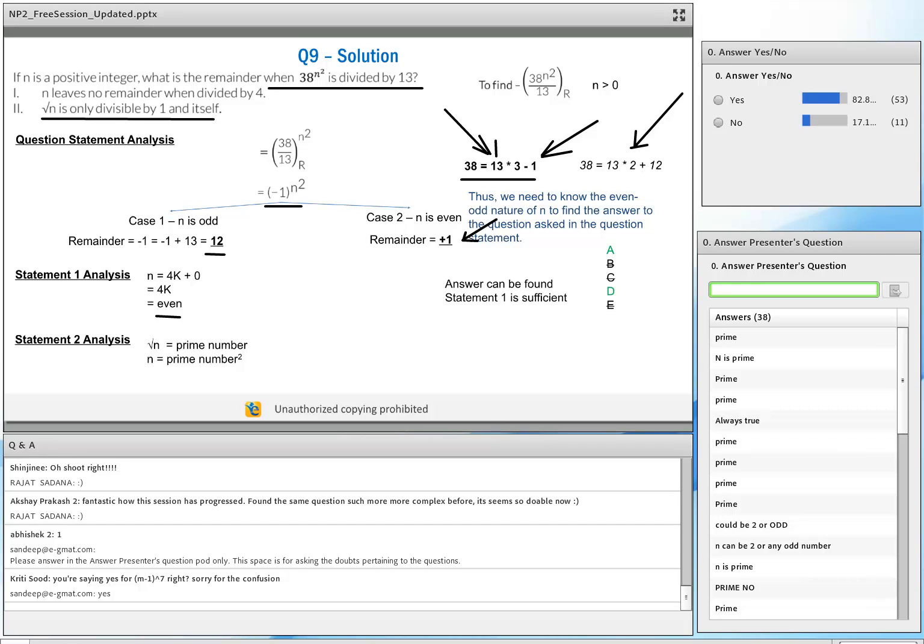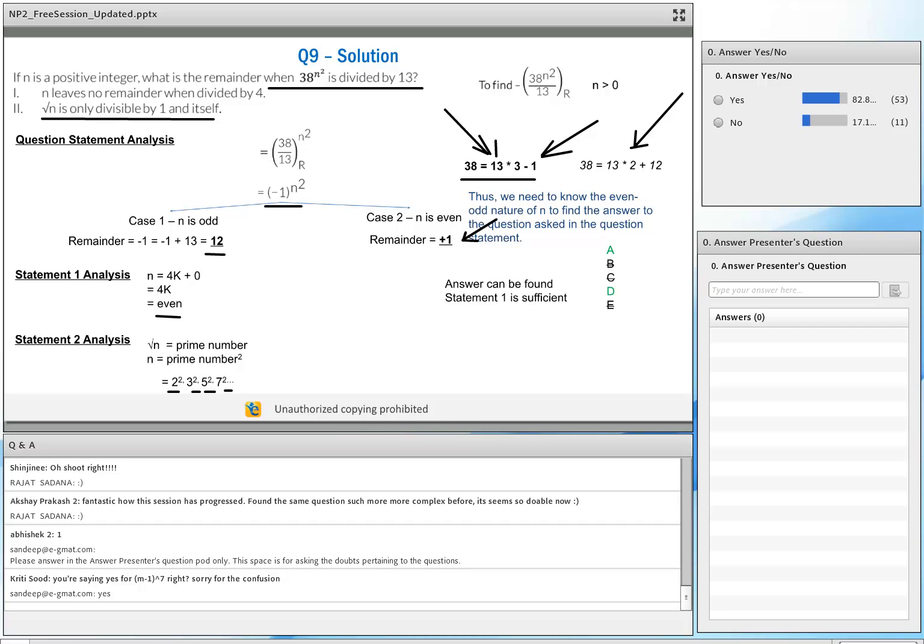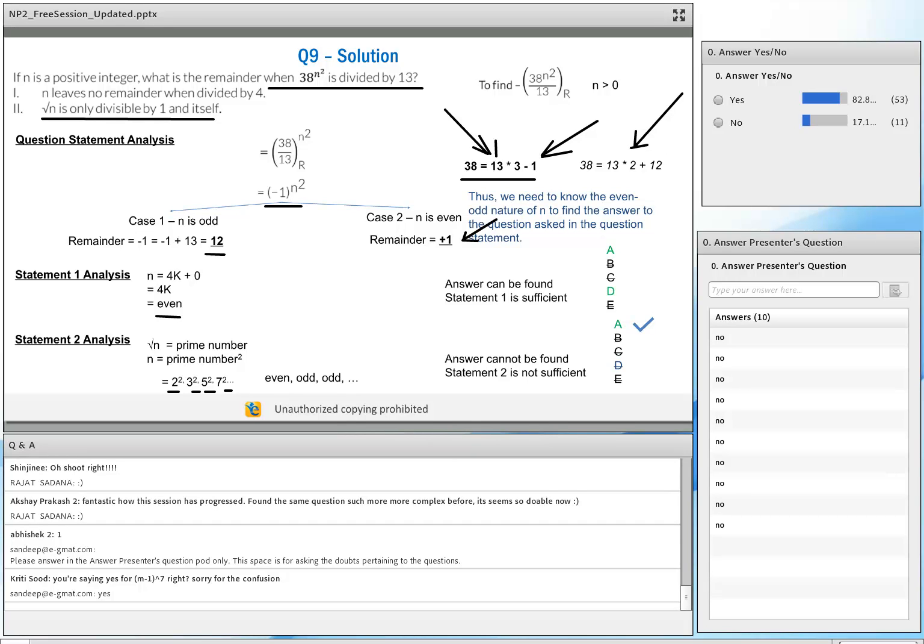Okay. So what it means is, let's look at statement 2. It tells you that square root of n is a prime number, which means n is a square of a prime number. And what it really means is n could be equal to 2 square or 3 square or 5 square or 7 square. Now, if n is equal to 2 square, what is n? N is even. If n is equal to 3 square or 5 square or square of any other prime number, it could be odd. So can we figure out what my remainder is going to be? No, not with 100% certainty whether it's going to be even or odd. Okay, so statement 2 is not sufficient, which means choice A is my answer.